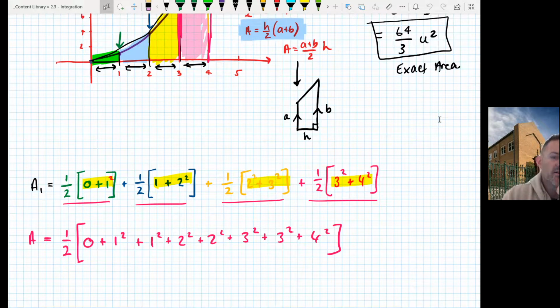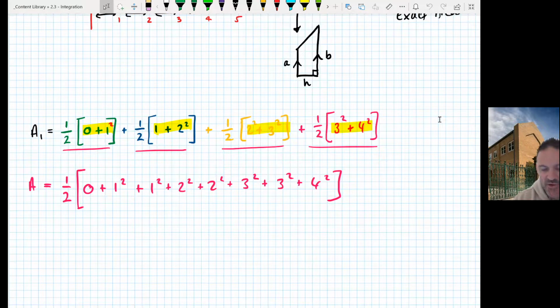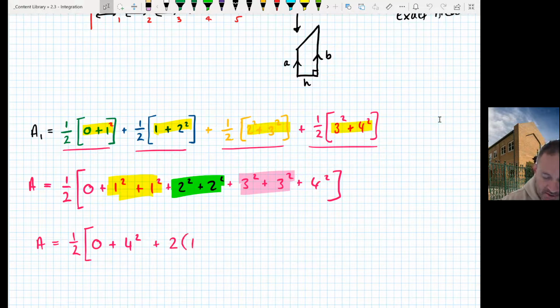Now, what else do you notice is interesting within that piece of working? Well, hopefully what you might recognize is I've got 2 lots of the 1 squareds. I've got 2 lots of the 2 squareds. I've got 2 lots of the 3 squareds, but I've only got 1 of the first value and 1 of the last value. So again, if I wanted to condense this even further, I could say something like 0 plus 4 squared, that's the first plus the last, plus 2 lots of 1 squared, plus 2 lots of 2 squared, plus 2 lots of 3 squared.